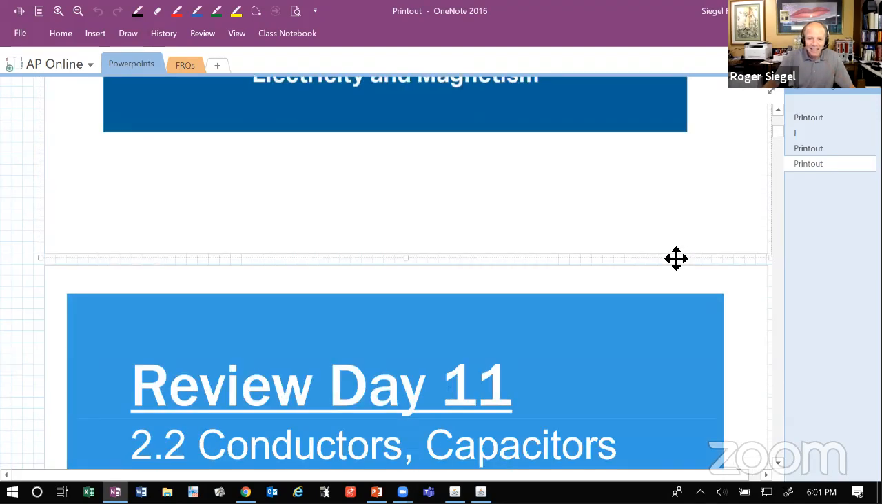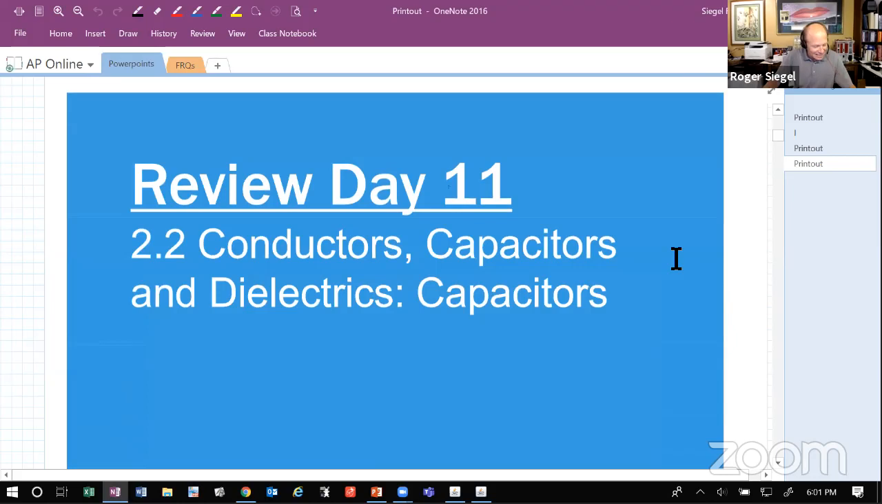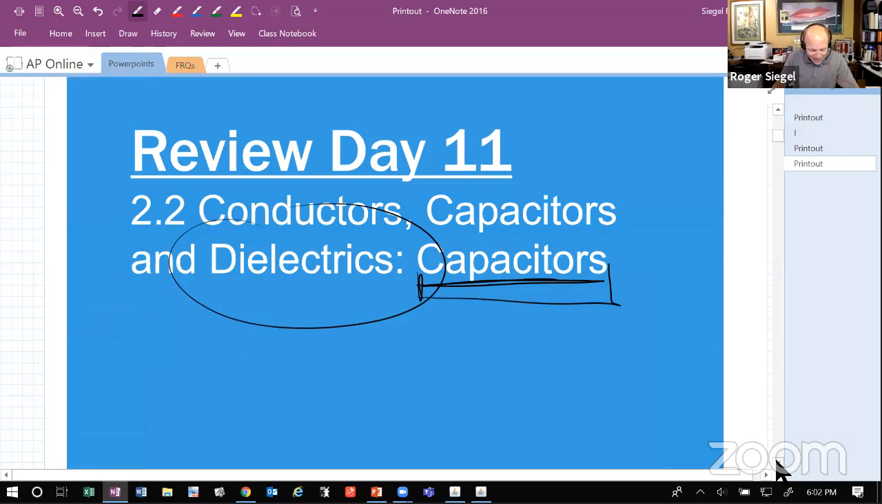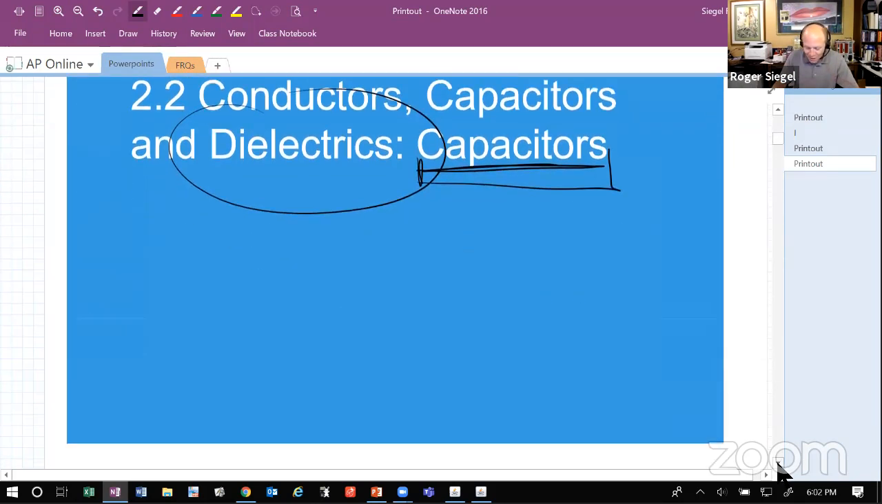Okay, good. And tonight we are going to be talking about conductors, capacitors, and dielectrics, and particularly capacitors. That's what tonight is about. The whole unit is called conductors, capacitors, and dielectrics. Tonight we're just going to talk about capacitors. Tomorrow night will be about dielectrics, so you are going to want to tune in for that.